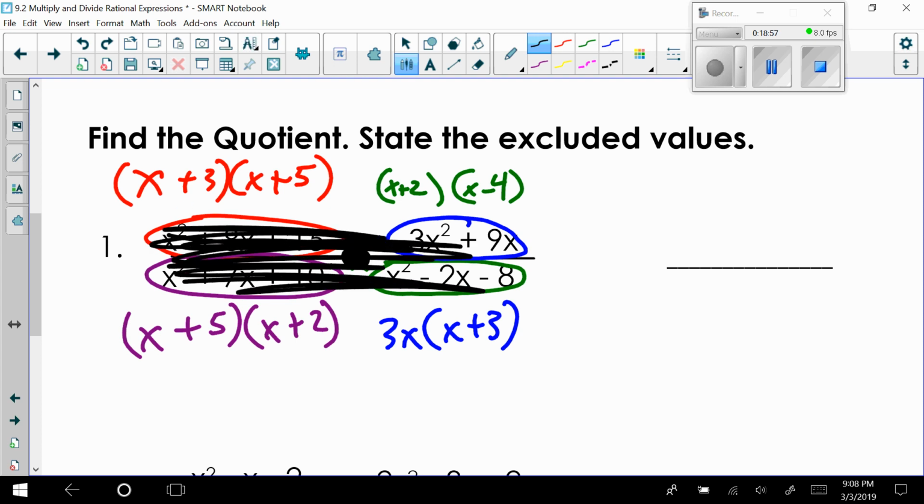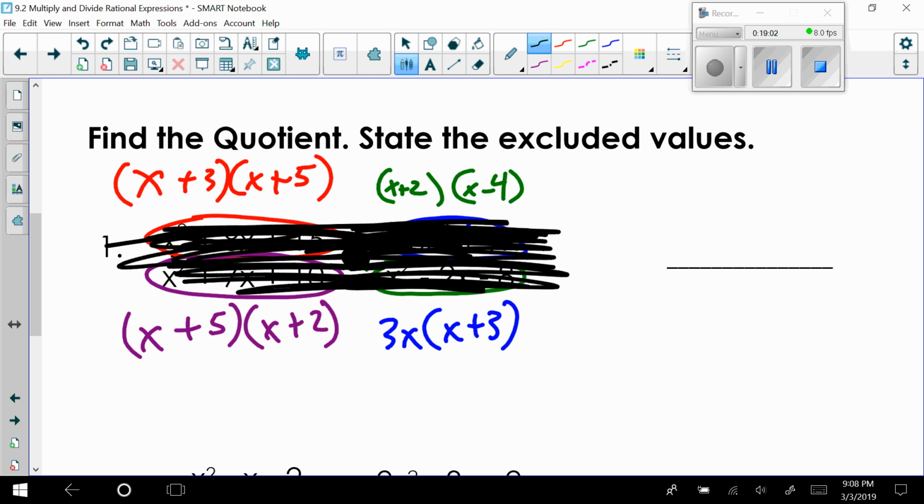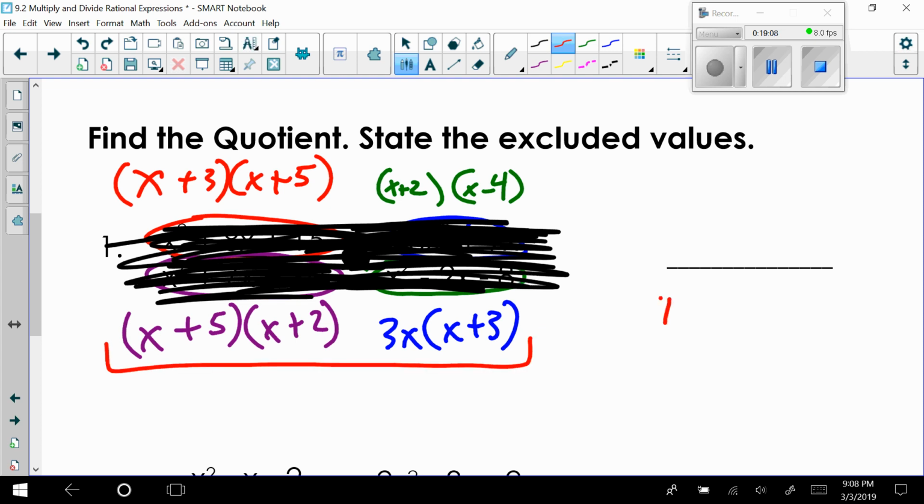This is a giant division problem, or a giant fraction right here. When I do that, I just don't want to forget the excluded values. So the excluded values, what can x not be? X can't be negative 5, negative 2, 0, or negative 3. I know it's kind of sloppy, but I think you guys can get that there.